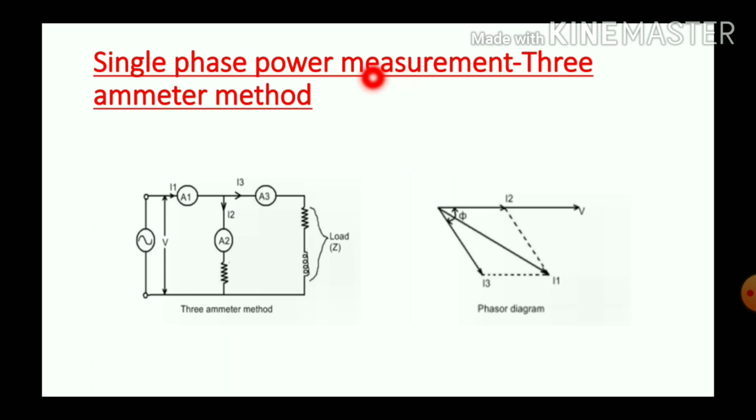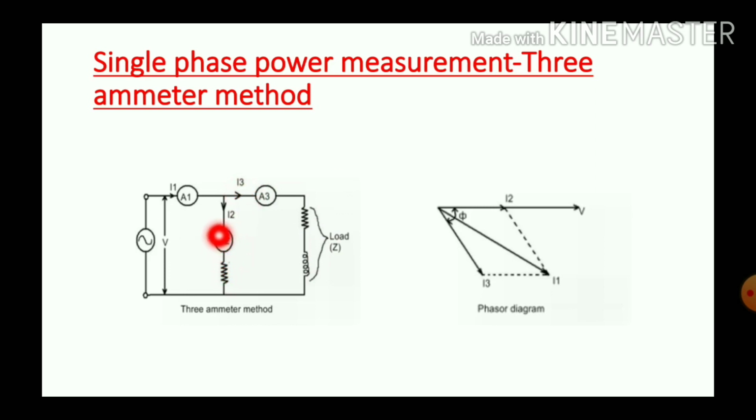Next move on to single phase power measurement using the 3 ammeter method. The circuit consists of a single phase AC source, a pure resistor R and an RL load. The first ammeter is connected in the circuit to measure the input current. The second ammeter is connected in series with the pure resistor for measuring current I2 and the third ammeter is connected in series with the RL load for measuring current I3.